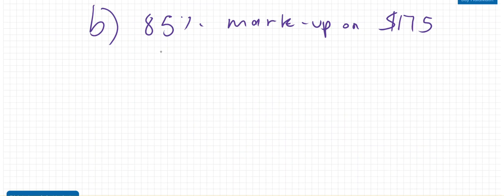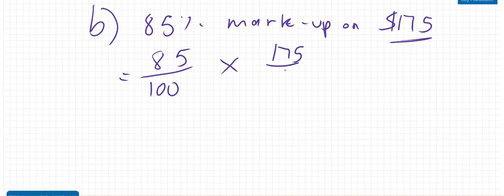So once again, it involves the same working out, except because it's a markup, we'll be adding it to the original price to see how much the customer will be charged. All right, so 85% over 100 of, which means times 175, and we can put it over 1. Once again, you can simplify this and do it by hand or just put it into your calculator. I ended up with $148.75.